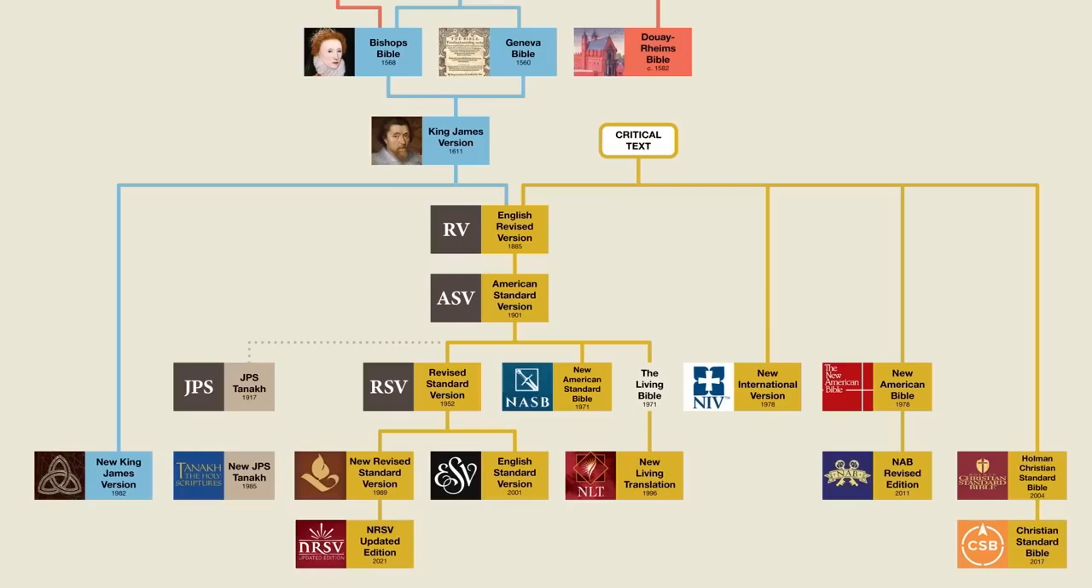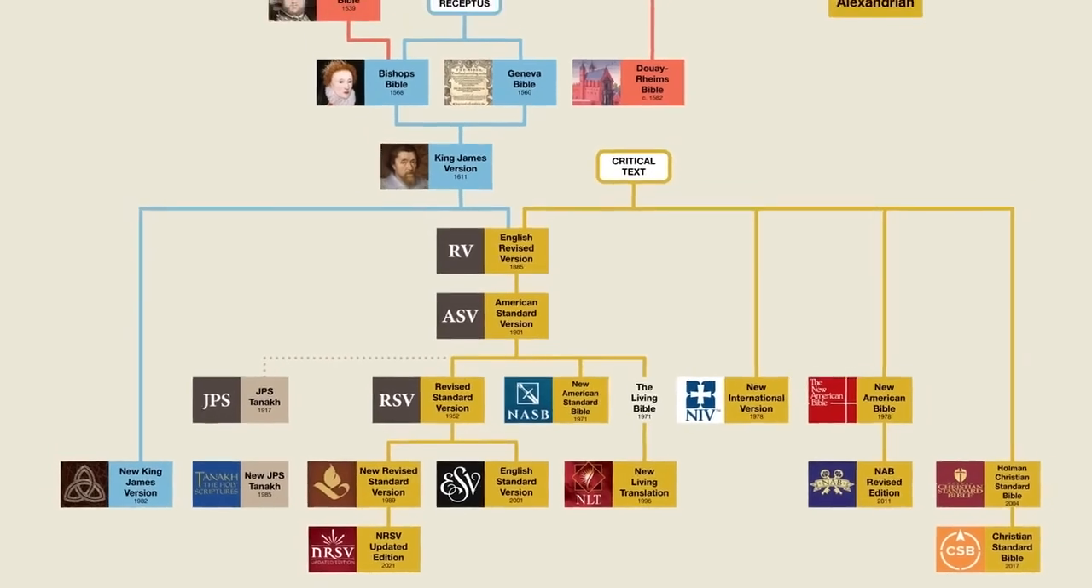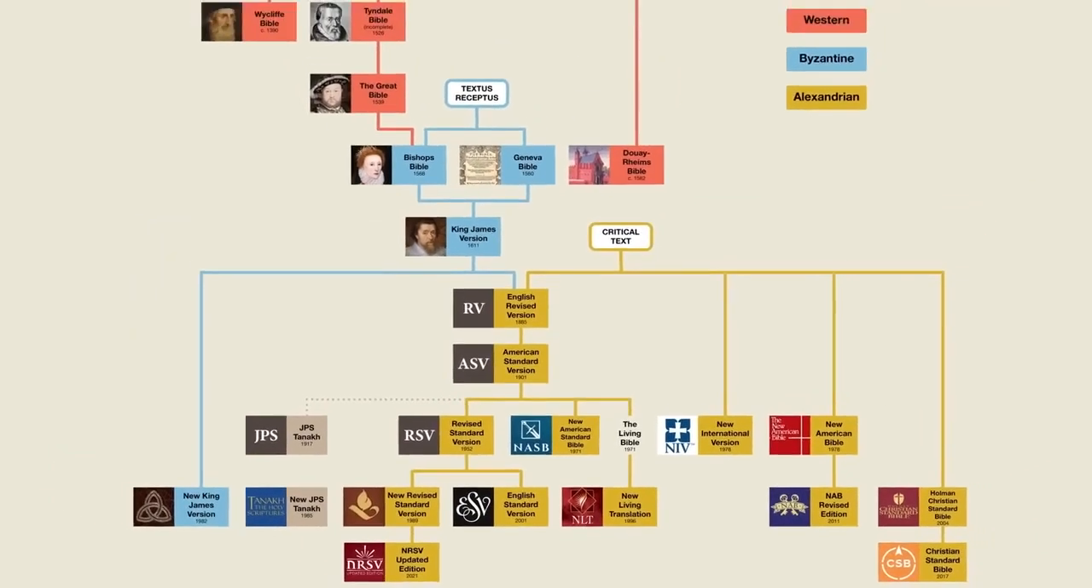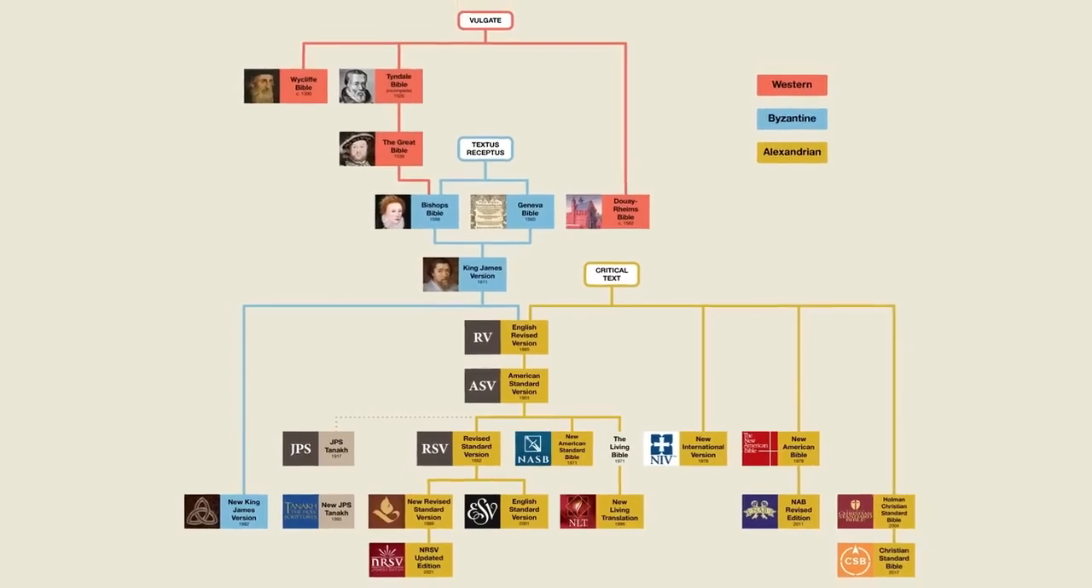For me, since I'm Jewish, I usually use the new JPS Tanakh for the Hebrew Bible and the NRSV for the New Testament. I like the NJPS because obviously it provides a more Jewish reading of the Bible. And I like the NRSV because it's very ecumenical and it's the one that most academics use. All right, so that was a look at the family tree of English Bible translations.